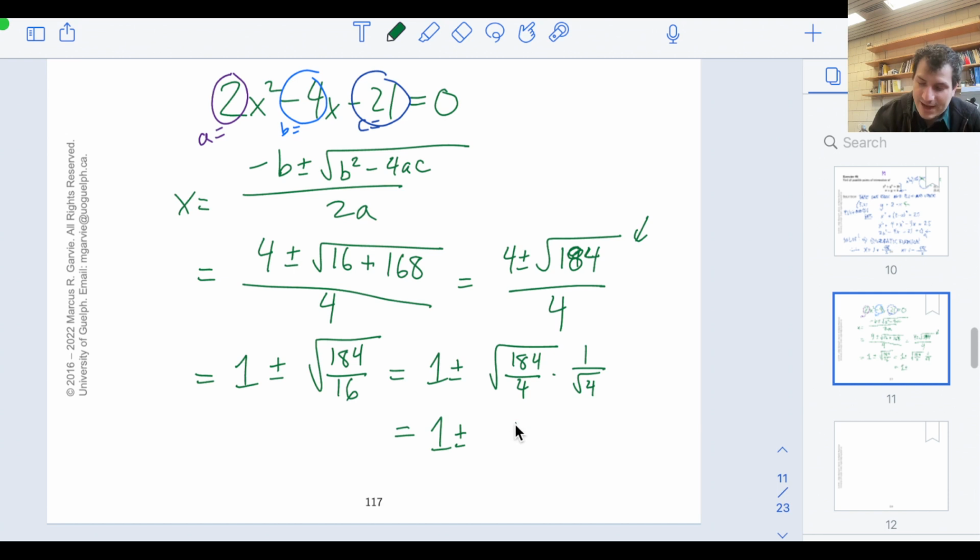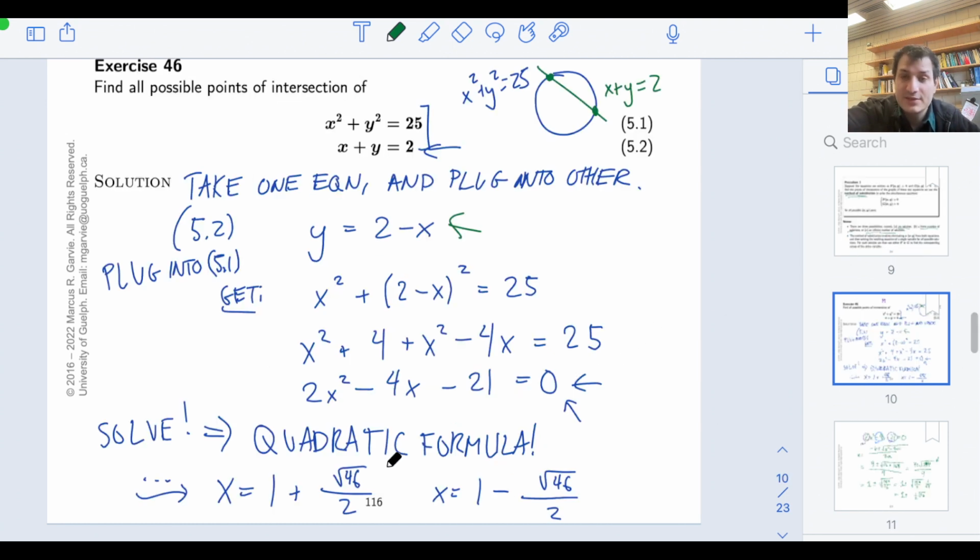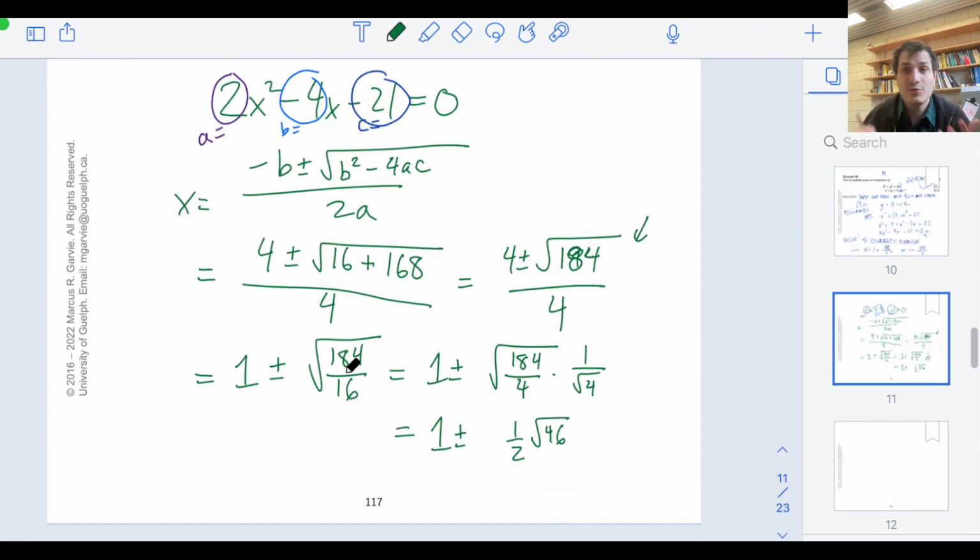So the square root of 4 is 2, so that's a half, and 184 divided by 4 is going to be 46. Yeah, 46. And so you end up with 1 plus or minus 1/2 times the square root of 46, which is also what I said in class. 1 plus square root of 46 divided by 2, and 1 minus square root of 46 divided by 2. So those are the two x values.